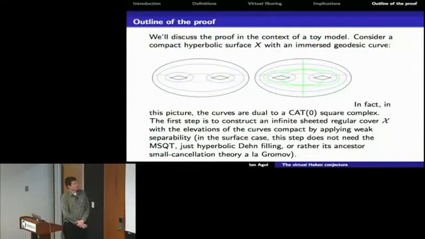Discuss the proof then in the context of a toy model. I had this lemma I was describing, but I think I'll describe that later, about the mutability of the coloring. So what proof are we talking about? Okay, so this is the proof of Wise's conjecture.